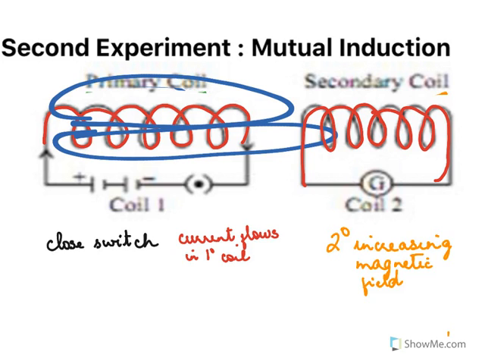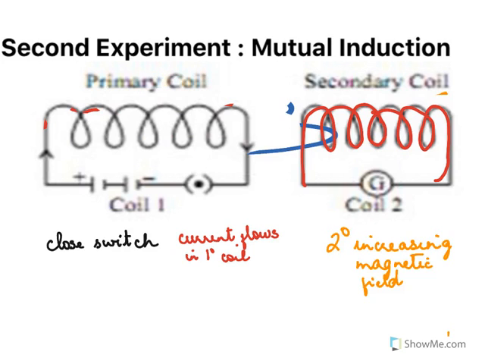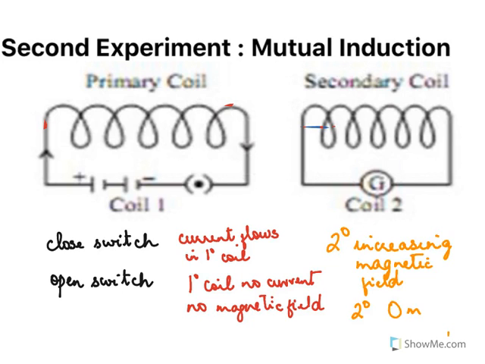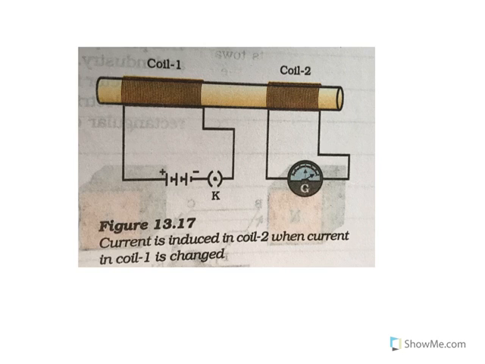In the next step now, we are going to switch off the current. Switch off the current means the magnetic field is now going to disappear. So suddenly the secondary coil is now in a zero magnetic field. We open the switch, we break the circuit. So current stops flowing in the primary coil. Primary coil, no current. No current means no magnetic field. No magnetic field, which means the secondary coil is now in zero magnetic field. So again, from a high magnetic field, the magnetic field has now fallen to zero. So there is a changing magnetic field in the secondary coil, and current begins to flow in the secondary coil.